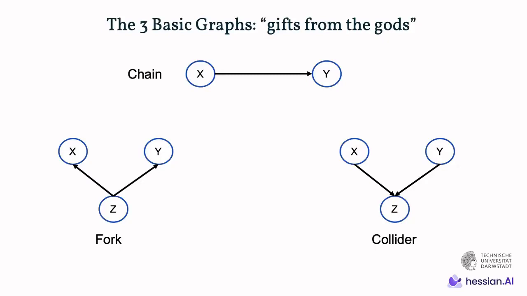These are the three basic graphs, which are also called gifts from the gods. Someone said it, I don't know, it's Pearl or who. But these graphs are what you'll see in causality the most. So this is a simple chain, X causes Y. This is called a fork, so you have a common cause for these two variables. And this is a collider, so basically your two variables collide on this variable. And this is a special case, and you'll understand why in later classes.